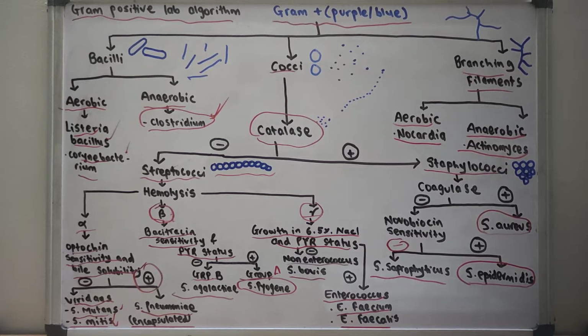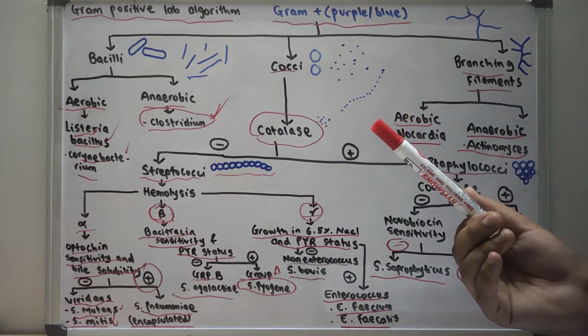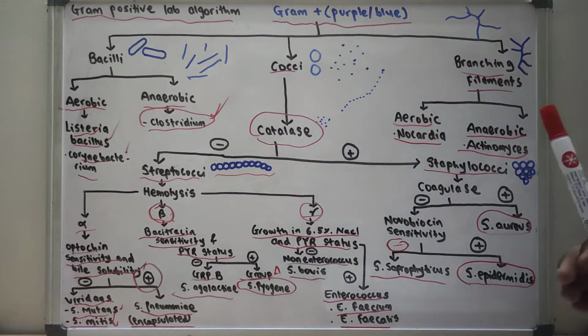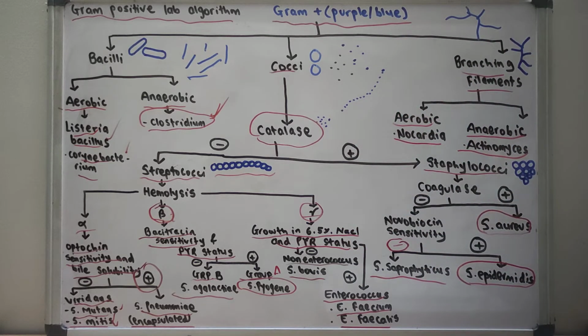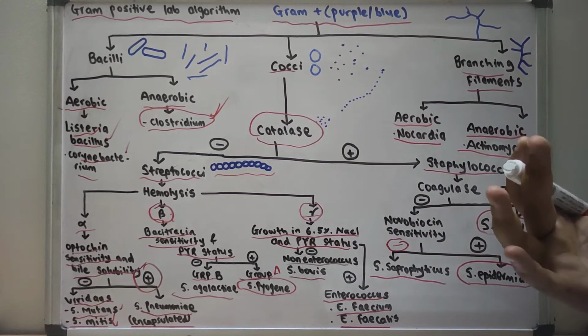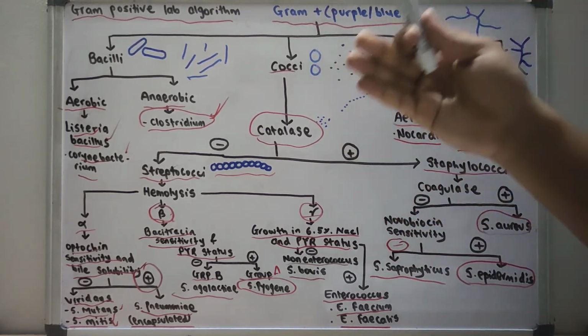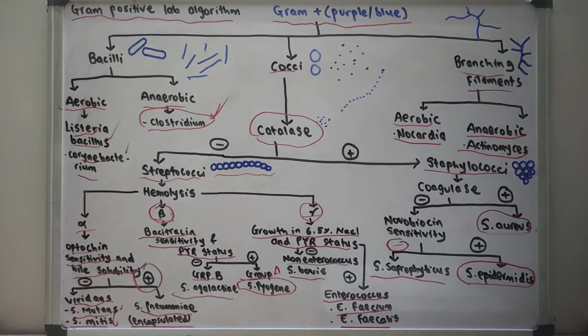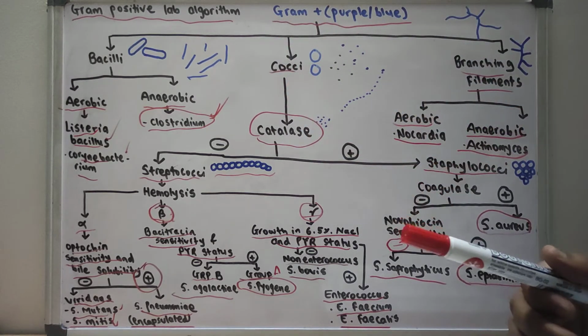So these are the various examples of the gram-positive bacteria. Those are bacilli, cocci, and branching filaments that have been described in detail. Before actually starting the microbiology clinical bacteriology, I want you to know about the gram-positive laboratory algorithm of the gram-positive bacteria.